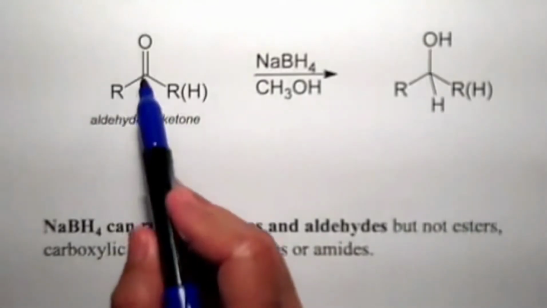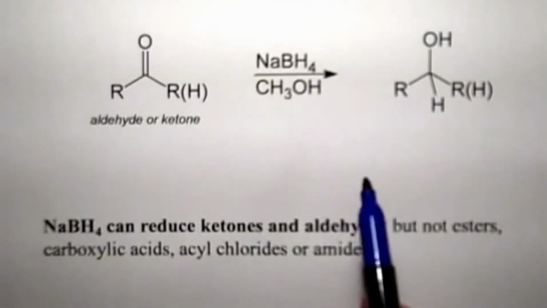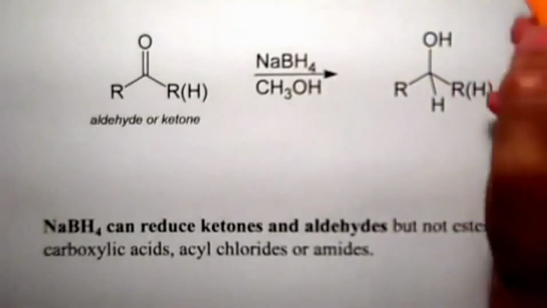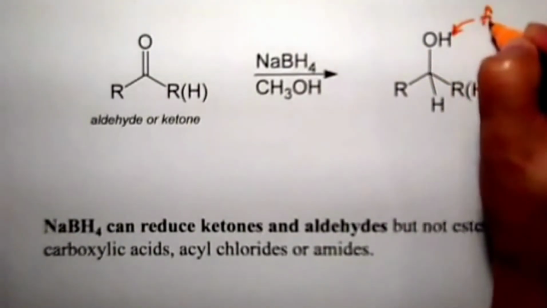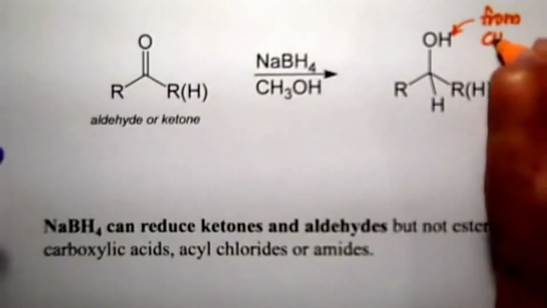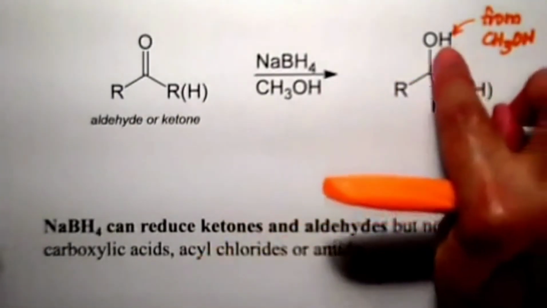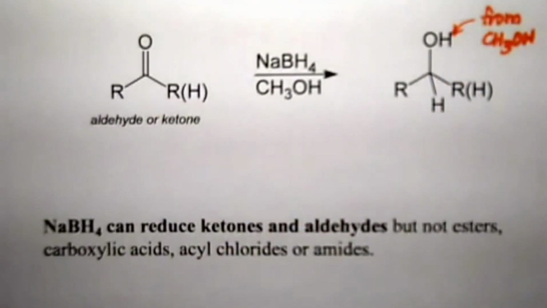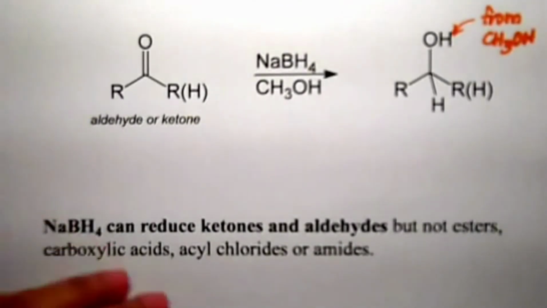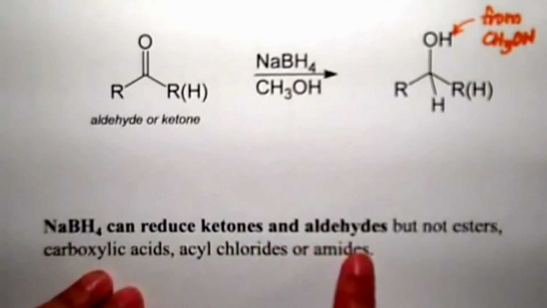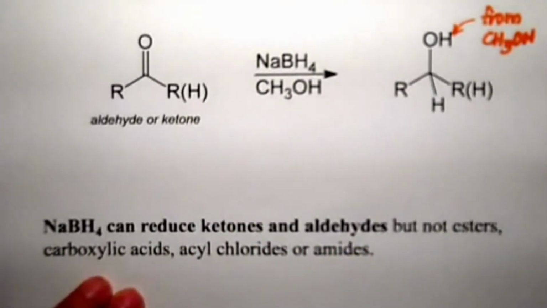The hydride is going to be attached to the carbon, and this hydrogen right here came from the alcohol. So whatever alcohol you're using, it's going to provide the hydrogen that goes on the oxygen. So we have 2 reducing agents: lithium aluminum hydride, an incredibly strong reducing agent. Sodium borohydride is only good for ketones and aldehydes. So in that sense, it's a selective reducing agent.